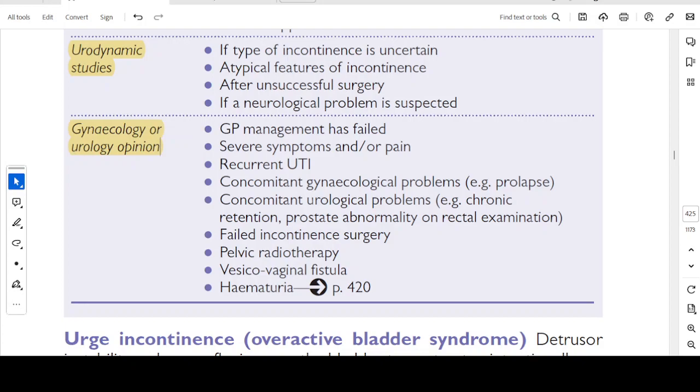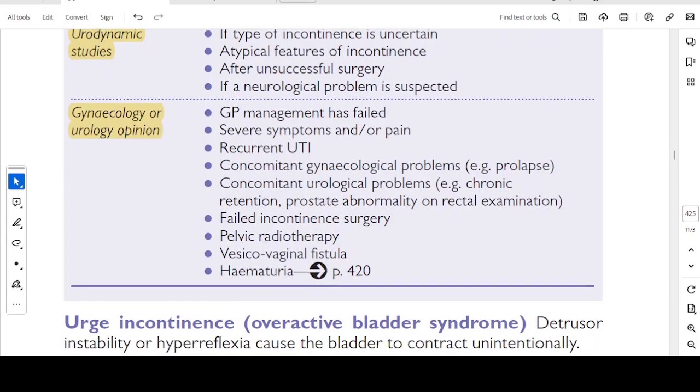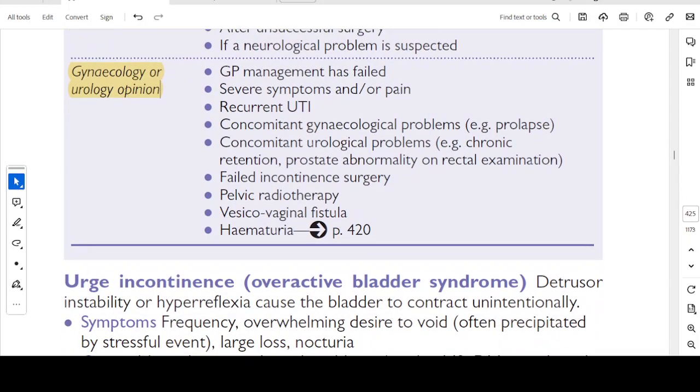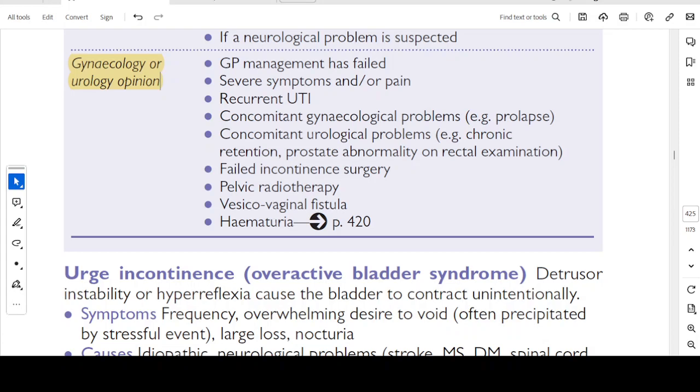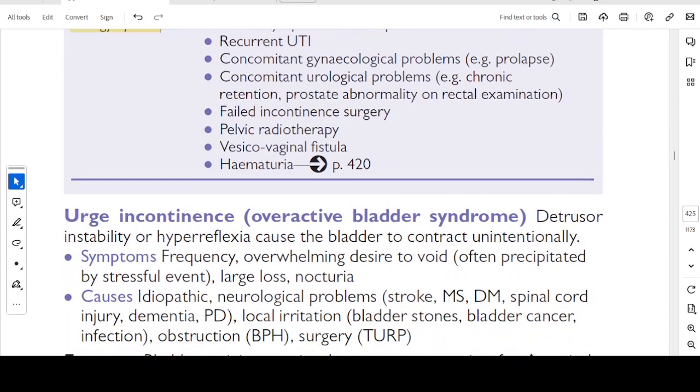GP management has failed. Severe symptoms or pain is present. Recurrent UTIs, concomitant gynecological problems like a prolapse, concomitant urological problems like chronic retention, prostate abnormality on rectal examination, failed incontinence surgery, pelvic radiotherapy, vesicovaginal fistula or hematuria is present. Then you have to refer to gynecology or urology for opinion.